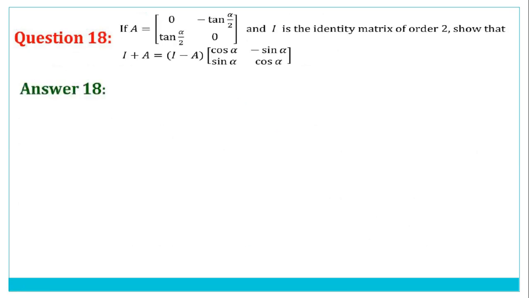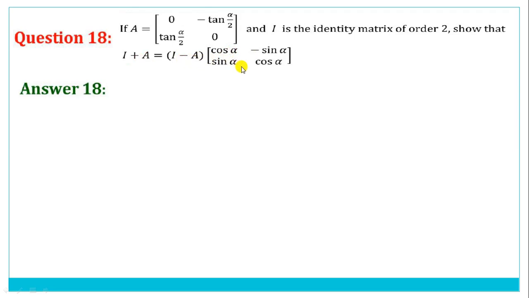Okay, tricky question. Question number 18. We have the matrix A given to us, and we have the matrix I. I is the identity matrix of order 2, and we have to prove that I plus A is equal to I minus A multiplied by this matrix. So we have to prove that the left hand side is equal to the right hand side.